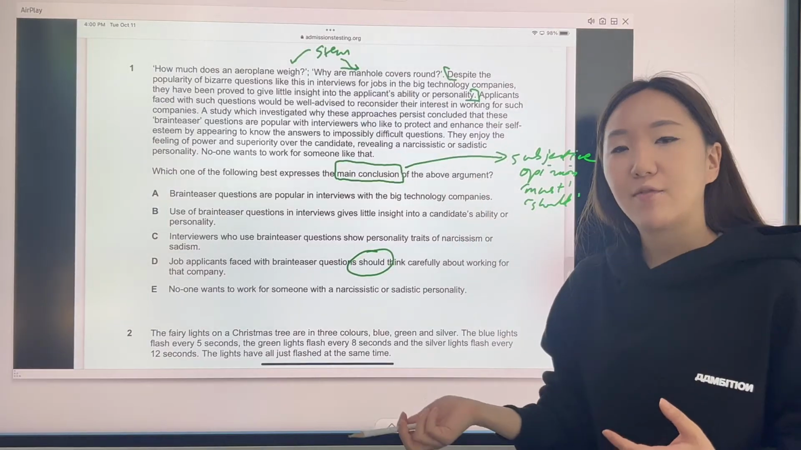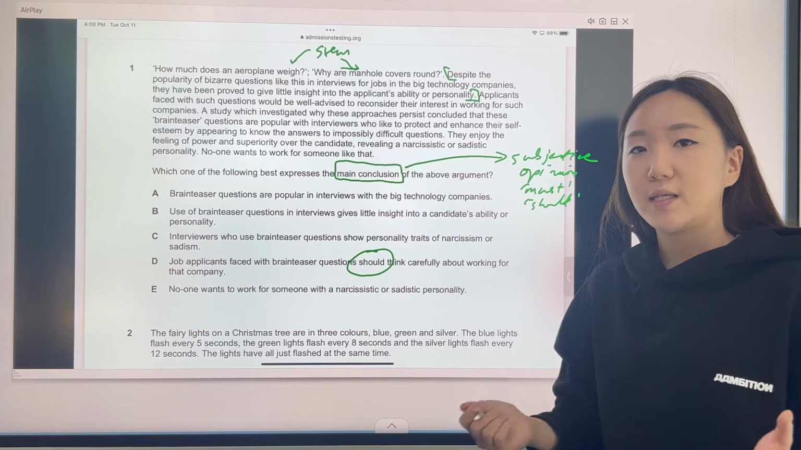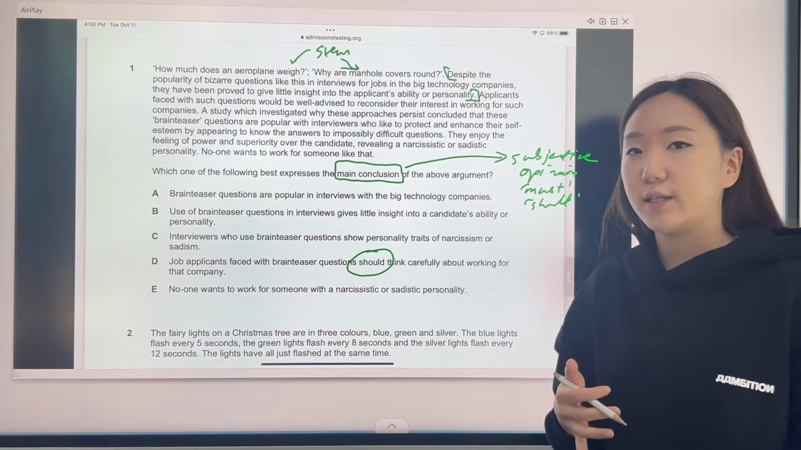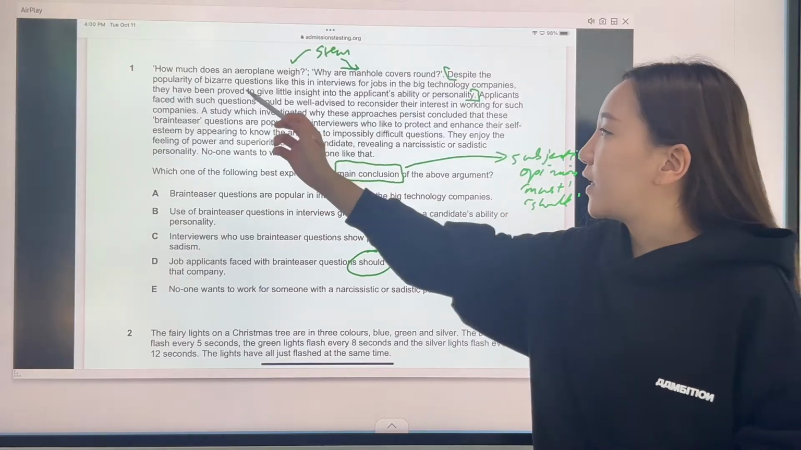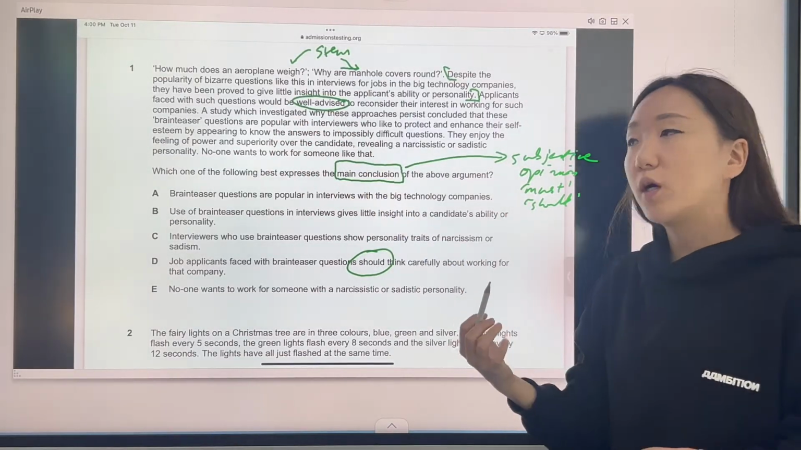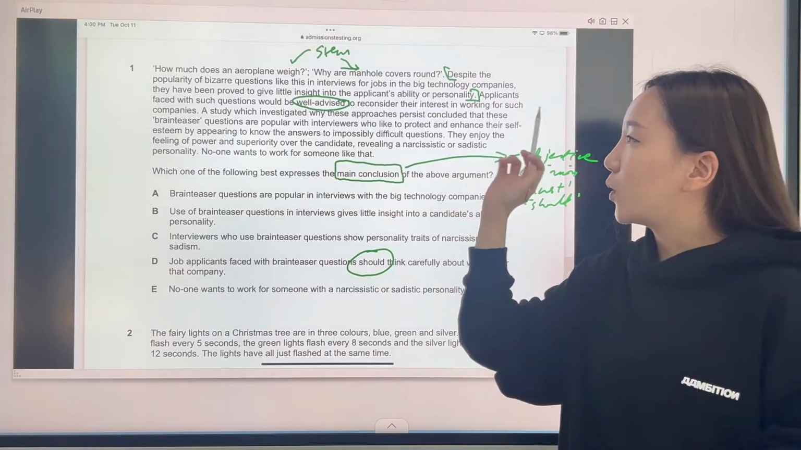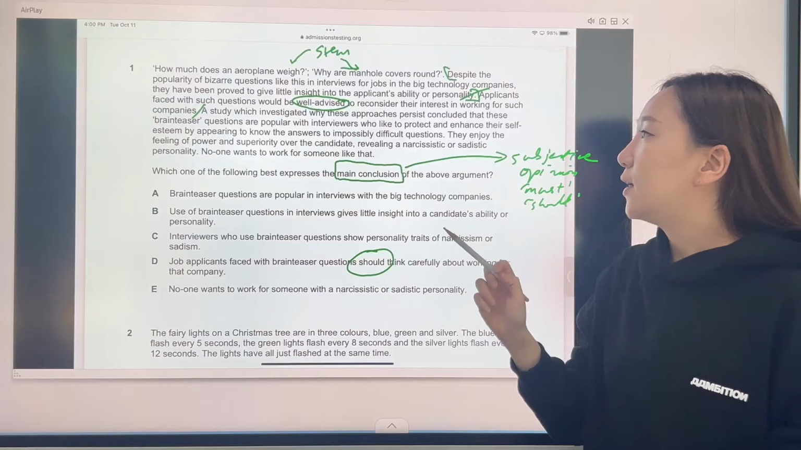Up until now, we haven't had a suggestion for what the result of this would be or what should be done in response to this. So none of this has come up with a conclusion so far. Applicants faced with such questions would be well advised, here we go, so we've got our first kind of opinion word, to reconsider their interest in working for such companies. So that would be our conclusion right there.